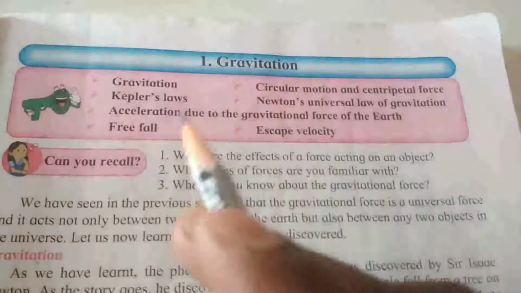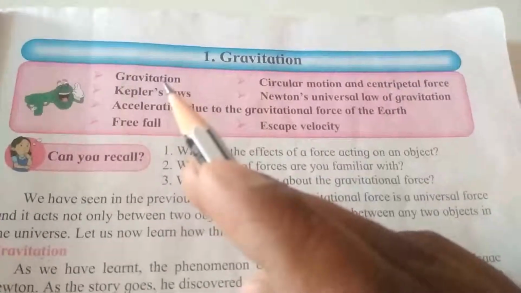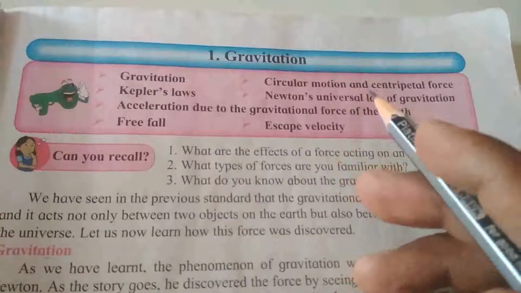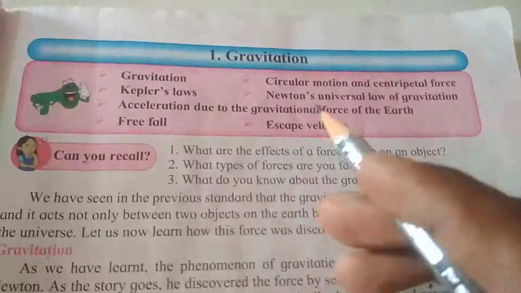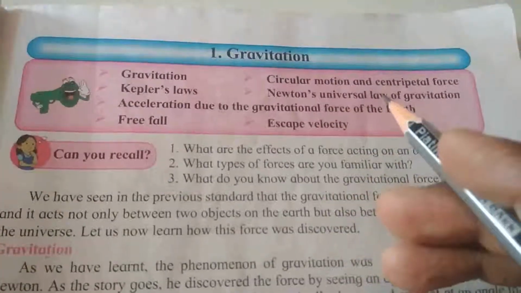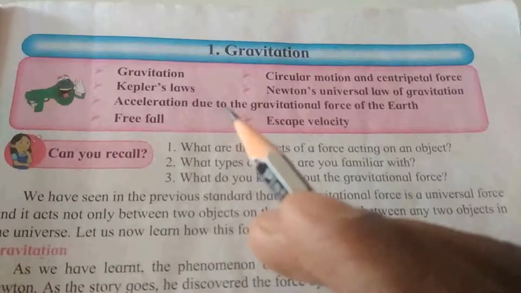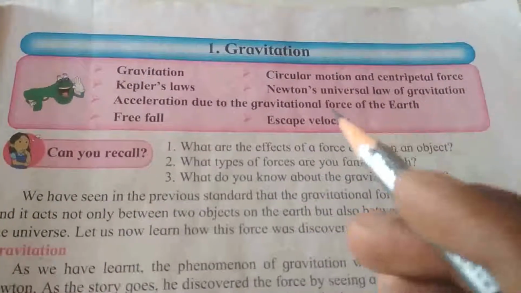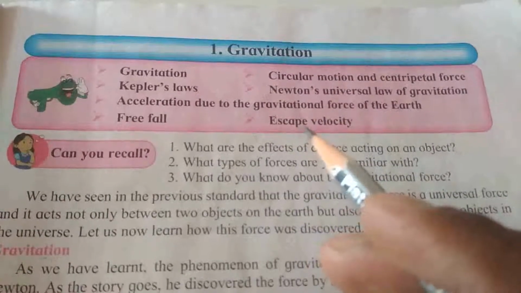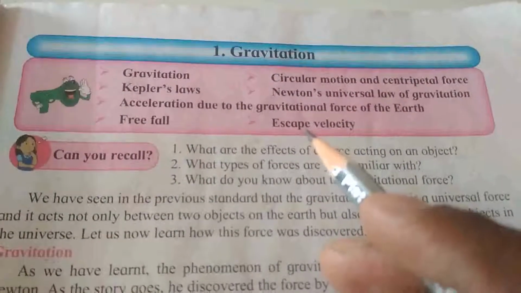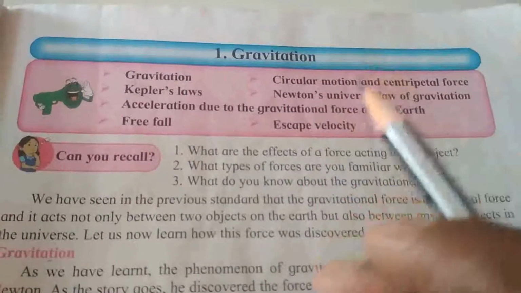In the first video we studied about gravitation, circular motion and the centripetal force, Kepler's laws and Newton's universal law of gravitation. So in this video we will study about the acceleration due to the gravitational force of the earth, free fall and the escape velocity. So let's start the second video of chapter 1 gravitation.